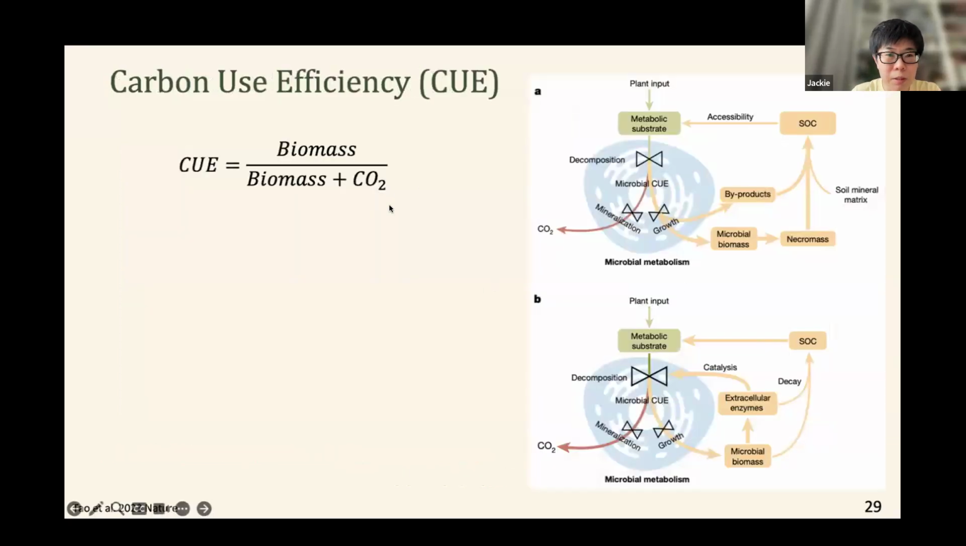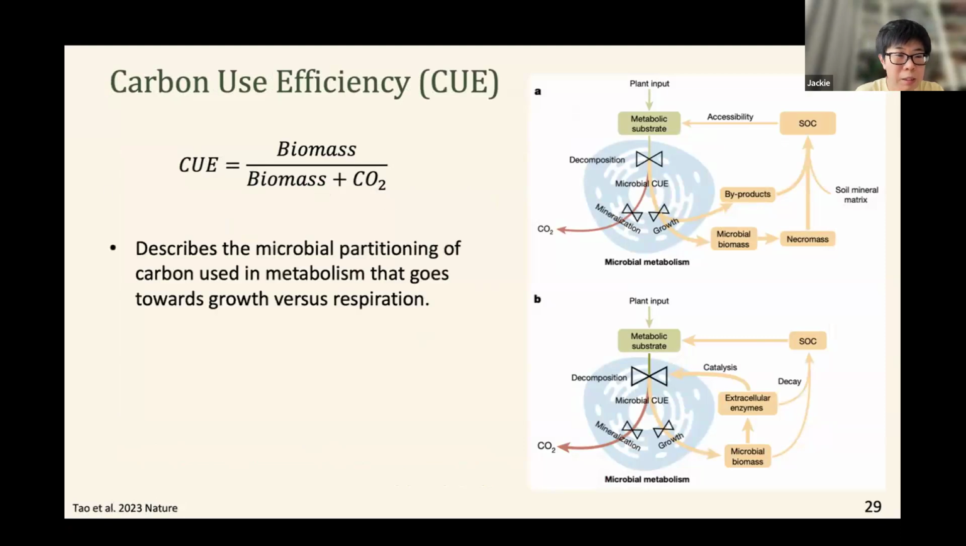Then I mentioned that microbes have the role of both decomposing to consume the SOC or SOM and, at the same time, building the SOM. So we use this carbon use efficiency to describe the net role of microbes in the soil that is affecting the size of SOC. Okay, so using this parameter, we could describe the microbial partitioning of carbon used in metabolism. That is going towards growth versus respiration, okay? Accumulation versus loss.